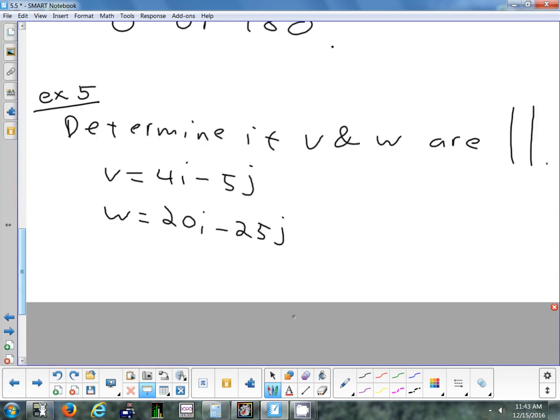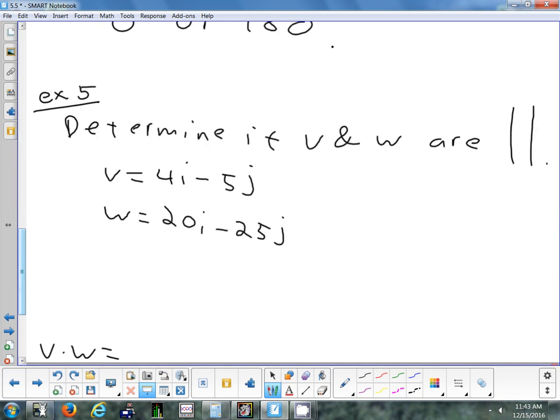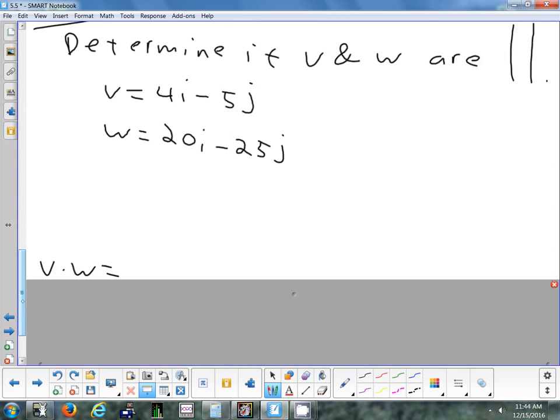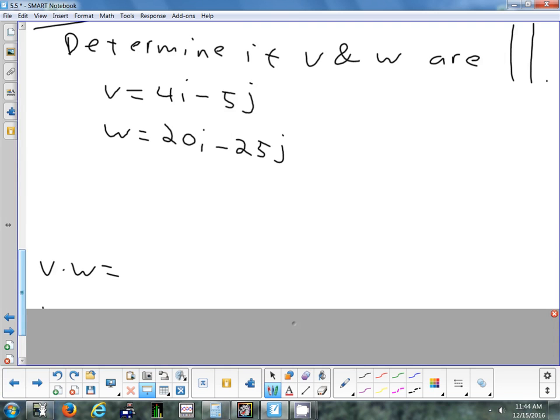All right, so let's see if these two vectors are parallel. So I'll start with my dot product. Skylar, what's 4 times 20? 80 plus, what's -5 times -25? 125.